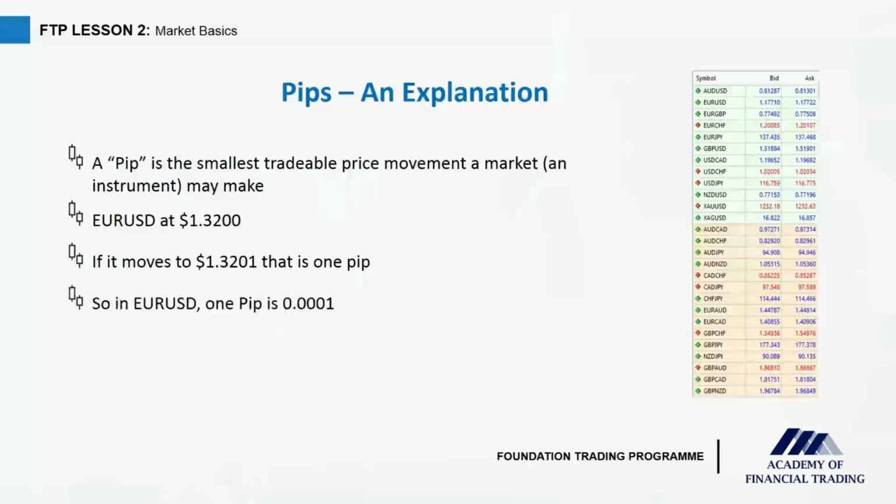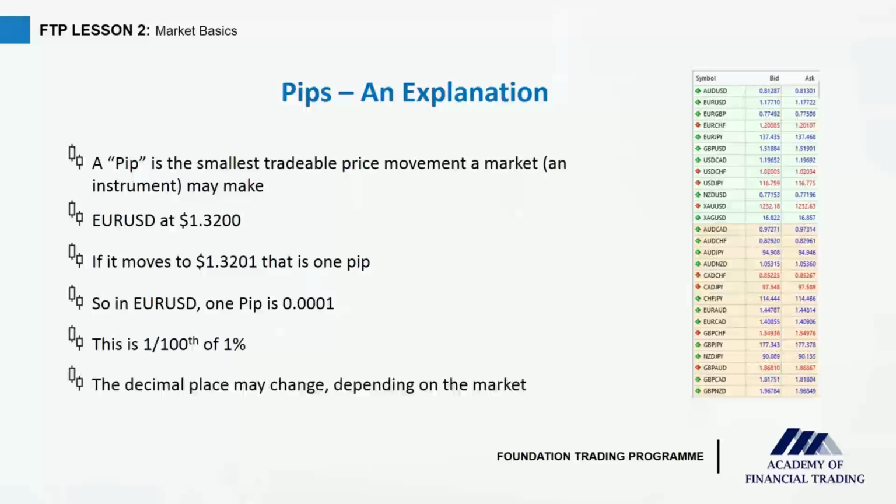It's 1/100th of 1%. It is the 4th decimal place. So 1 pip on euro USD is equal to 0.0001. Are we all okay with that? It's the smallest increment of movement that this market can make. It's on the exact same basis as a point, as a tick, as a pip. It all means the exact same thing.